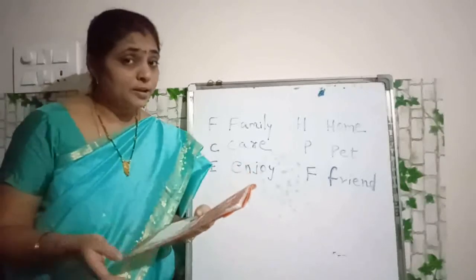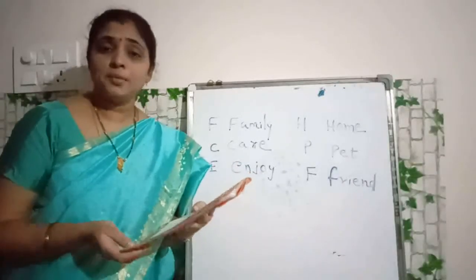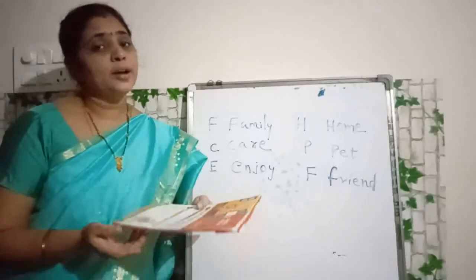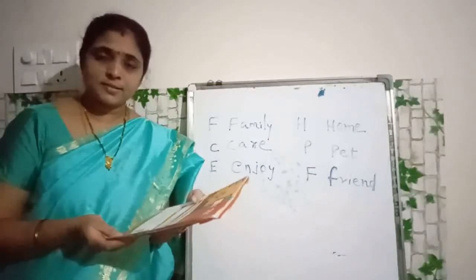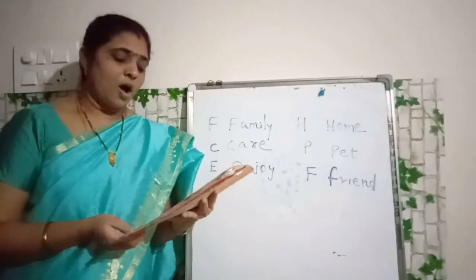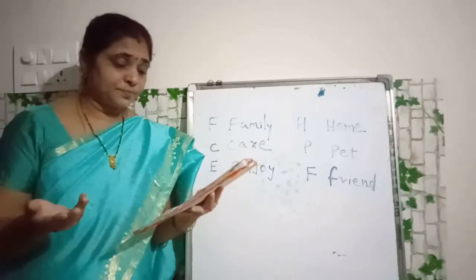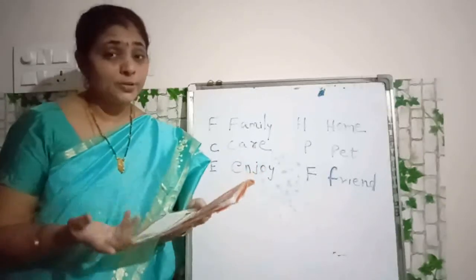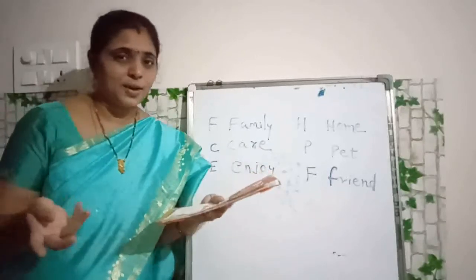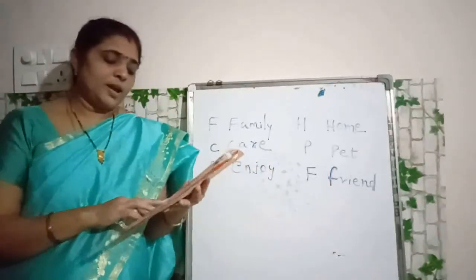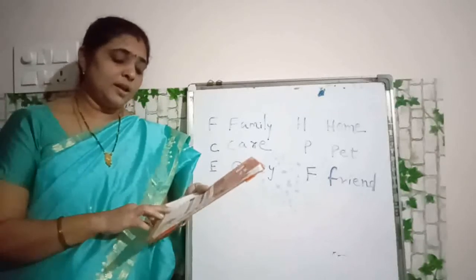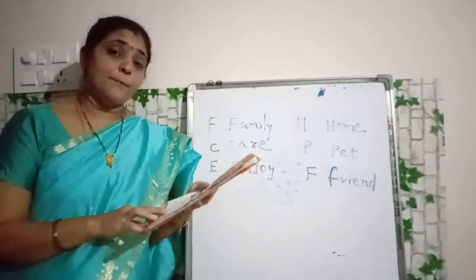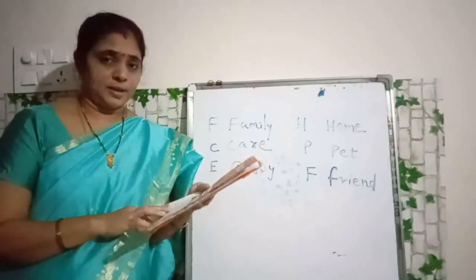How many people are there in your family? Yes, you might be 4, you might be 5. Or if you are a joint family, you might be 6 or 8. What do you like to do together when you are all together? You will have some fun and enjoy with your family members. Okay, let us read a story about a girl named Ammu and her family.